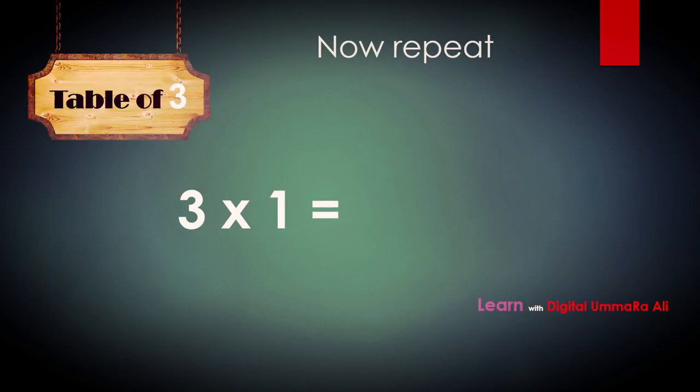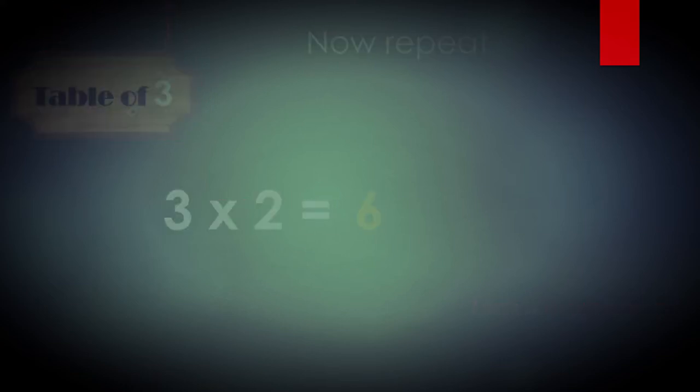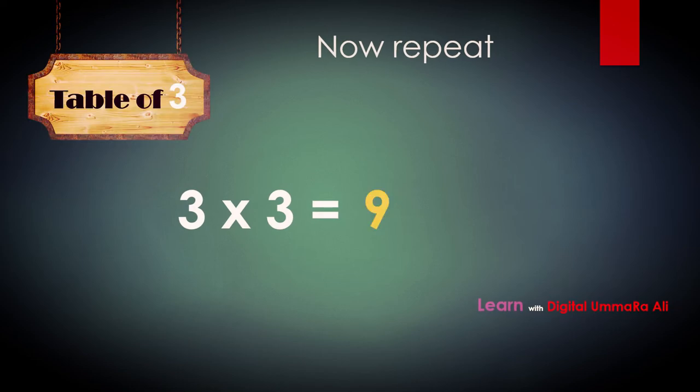3 ones are, yes, tell me, 3 ones are 3. 3 twos are 6. 3 threes are 9. Very good, well done.